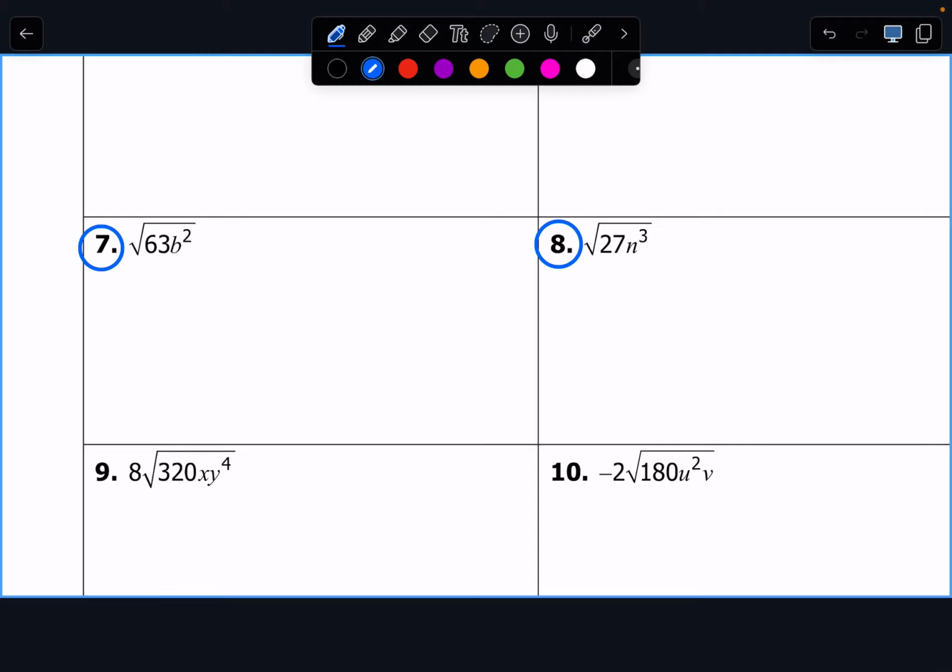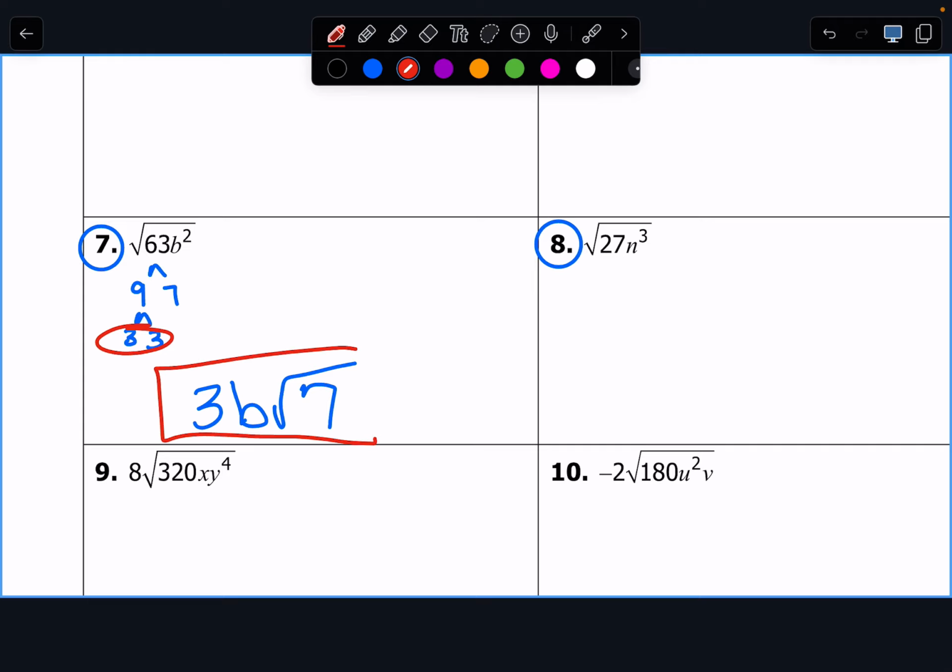All right, Rachel, what'd you get for your answer in number 7? I got 3b radical 7. We know that 63 is 9 times 7. So 3 squared is underneath, so 3 comes out. B squared is underneath, b comes out. There's our answer. Excellent. What happened to the other b? Well, the square root of b squared becomes b.